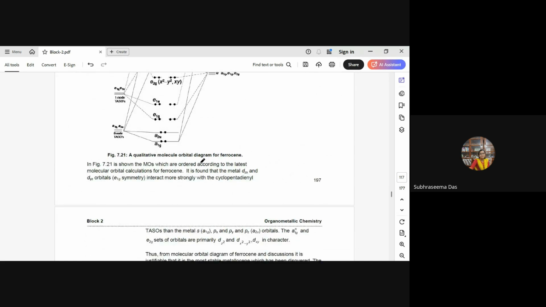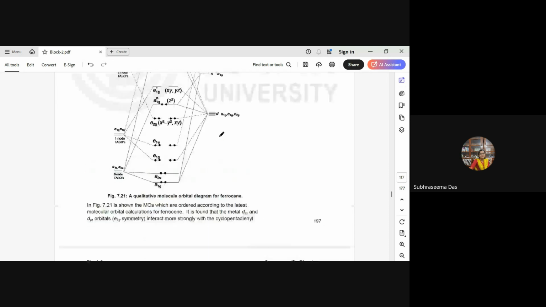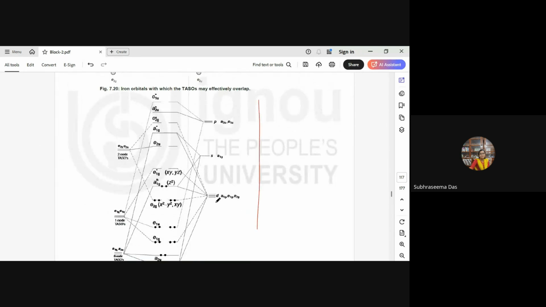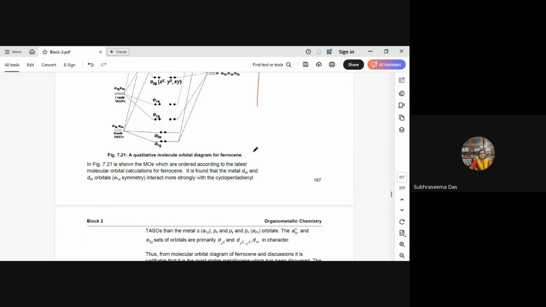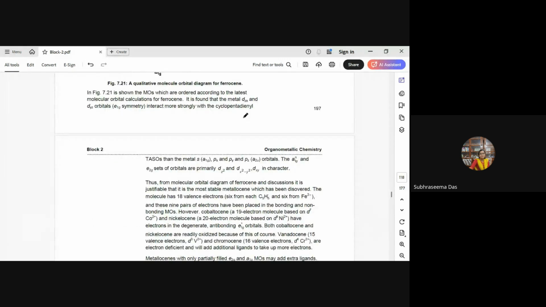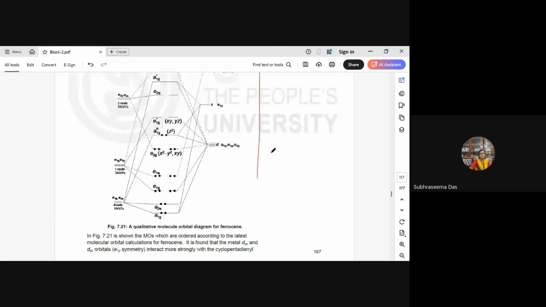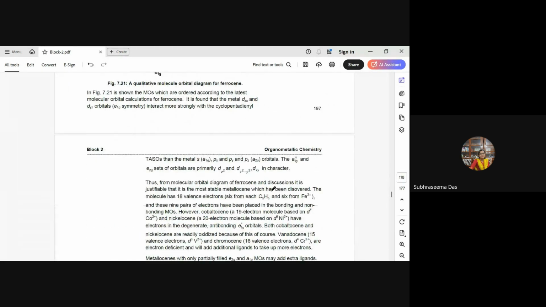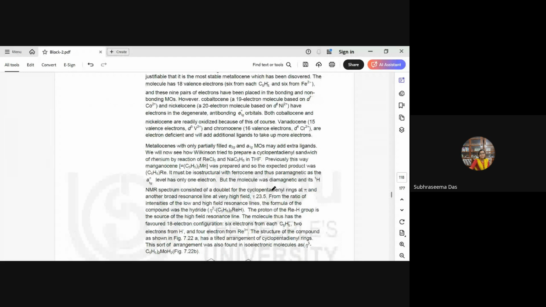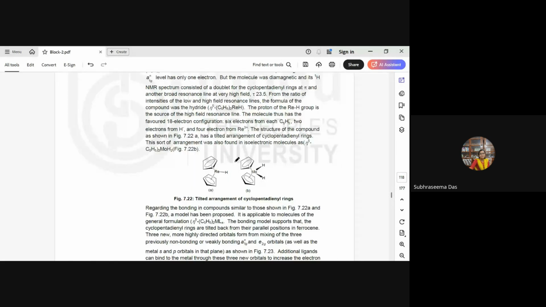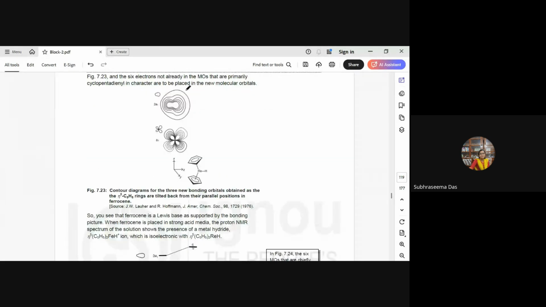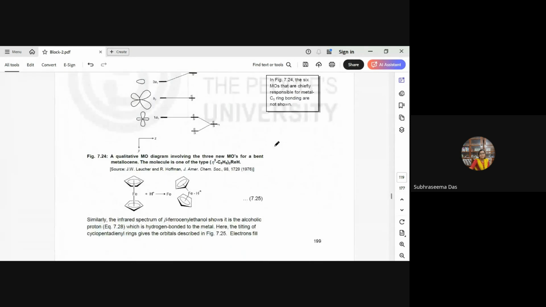So the qualitative molecular orbital diagram for ferrocene has been shown in figure 7.21. It is found that the metal d_xz and d_yz orbitals interact more strongly with the cyclopentadienyl orbitals than the other metal orbitals. The molecular orbital diagrams for ferrocene and its metal complexes are highly complex, and thus mostly these are studied from the NMR spectrum. The contour diagram has been shown for the metal bonding in ferrocene.